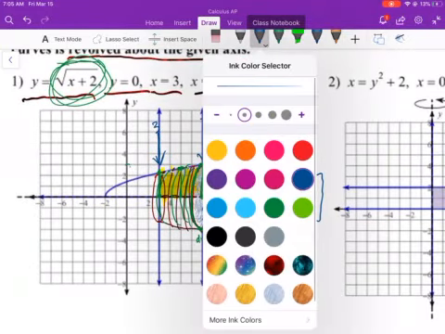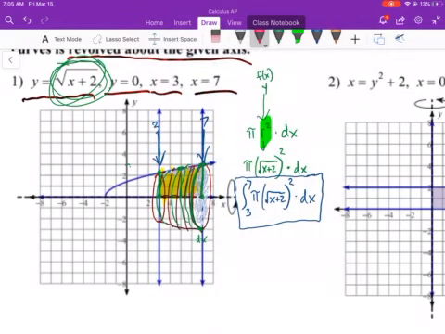Check it out. Use red. All right, so I'm going to pull the pi out, first of all, because it's a constant, so I can pull it out. 3 to 7. Now, here I have a square root of x plus 2, but the whole thing is raised to the squared. So those are inverse functions. They just cancel out, and all I have is x plus 2 dx.